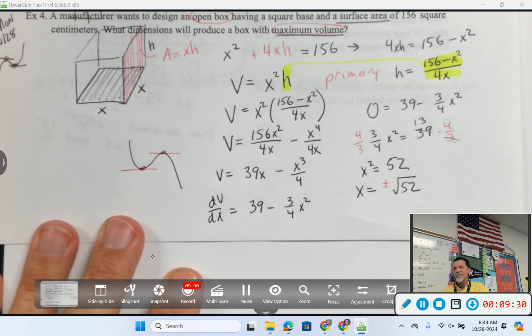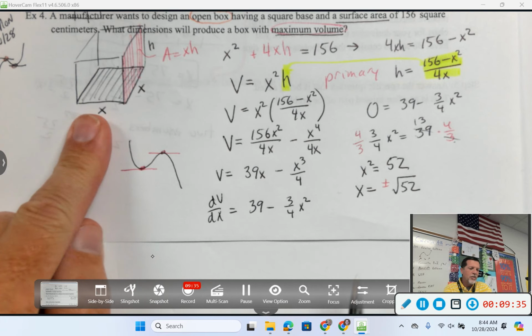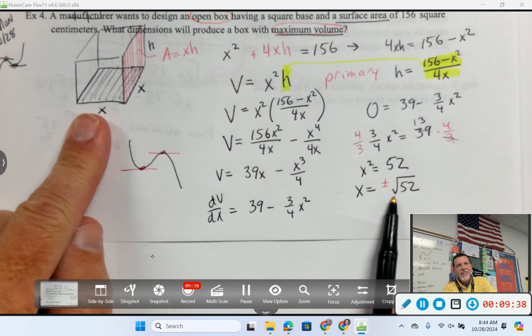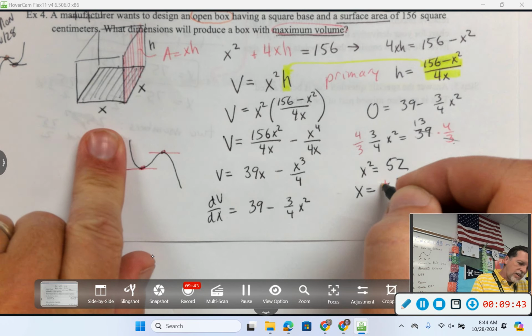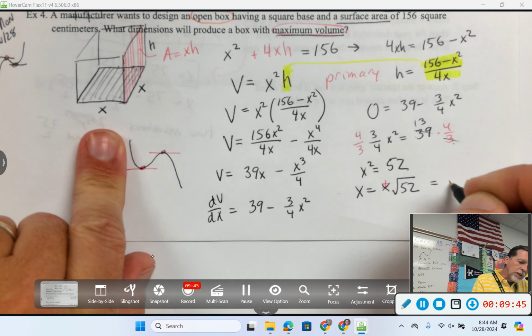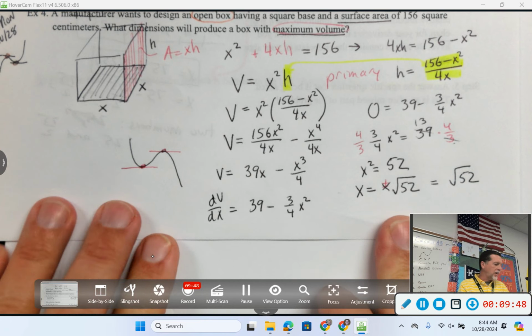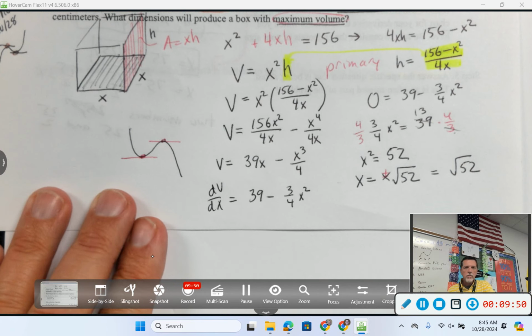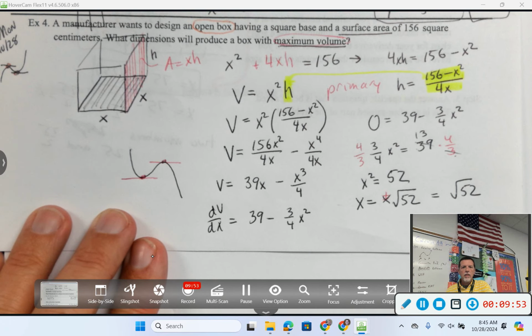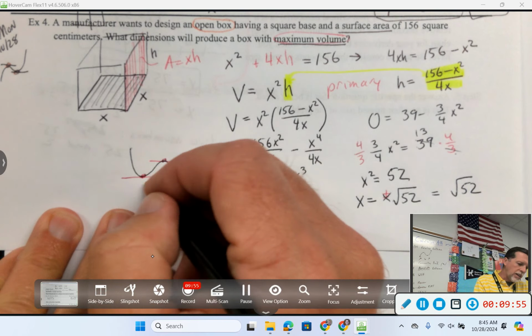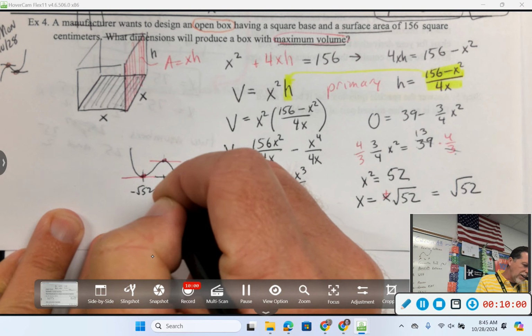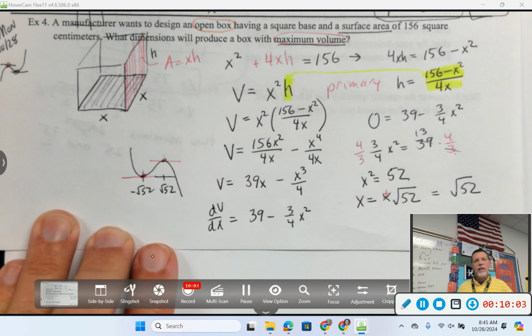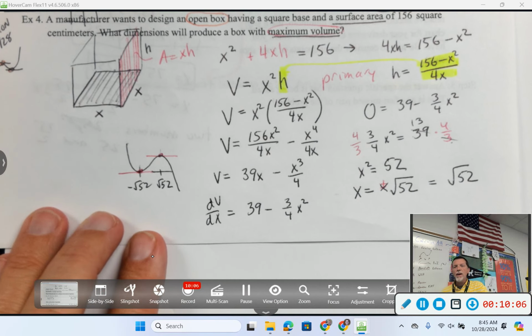This works out well because I know which one to use and which one to throw away. Because look at my picture. Which one of those answers is legit? The positive one, because I can't have a negative side length. So we're only going to use the positive one, because that's the only one that makes sense. We can also sort of reason through that the negative one is right there. The positive ones are right here. So I know that that makes a maximum.